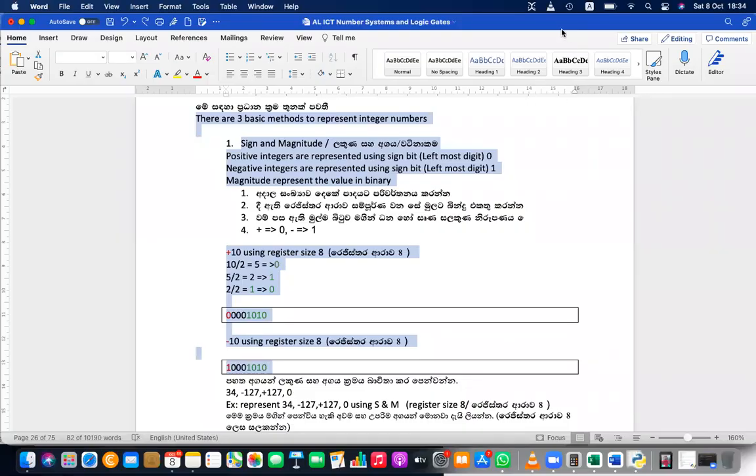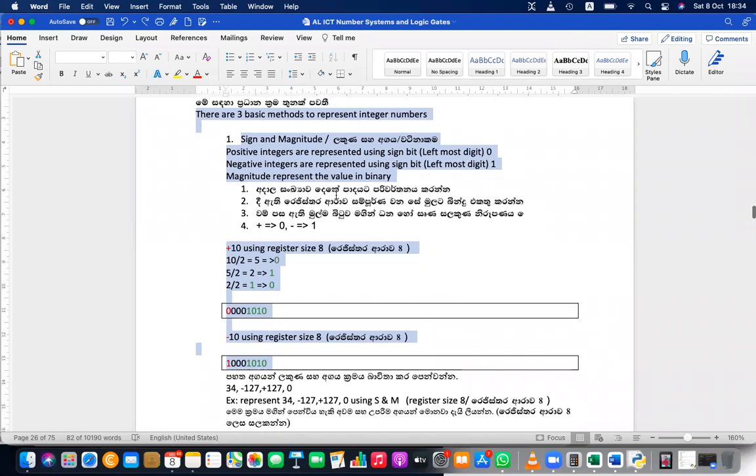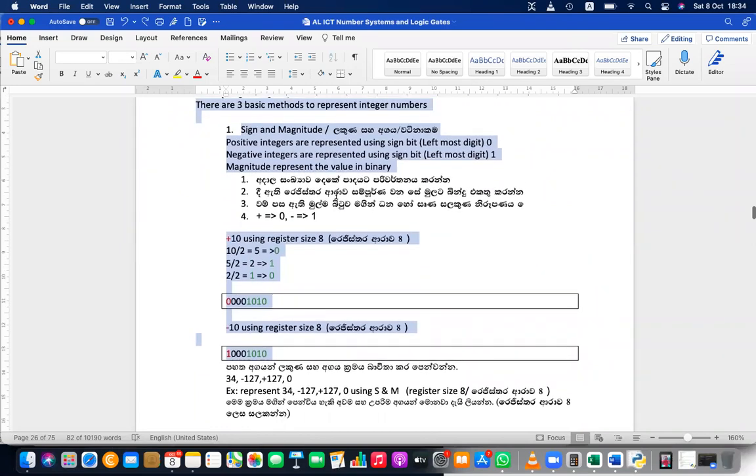Right, let's do some calculations using this now. Okay, so these values, can you represent them? Please write down this question. Represent 34, 127, plus 127, this is positive, this is negative, again positive, and 0, using sign and magnitude, and also use a size 8 register.